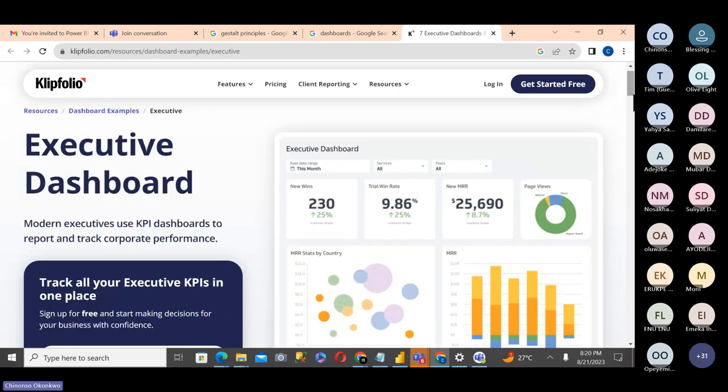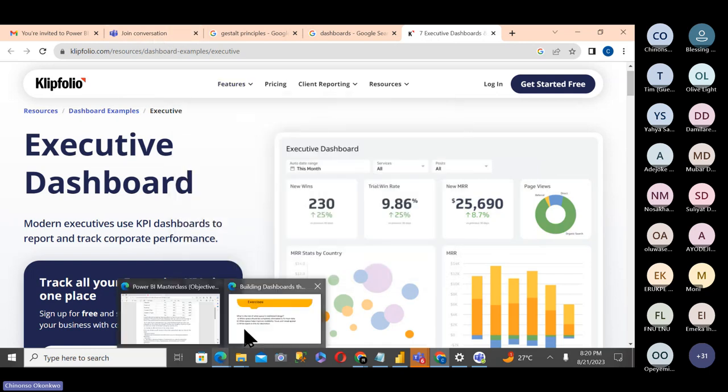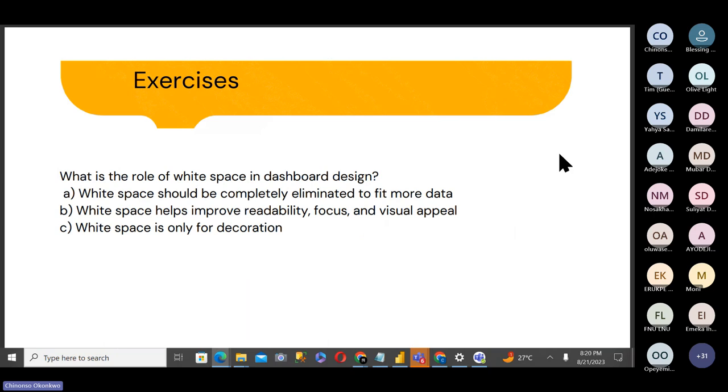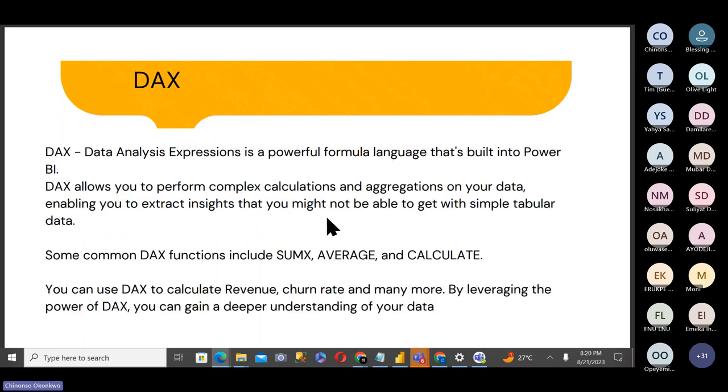So let's move back. Where was I? My slides. Let's go back to my slides. I think that covers it. So that's the role of white space, to help improve readability, focus, and visual appeal. Let's move on. Now, let's talk about DAX.